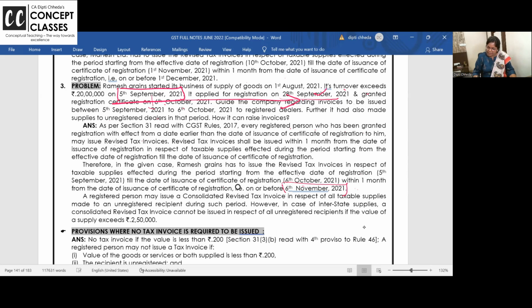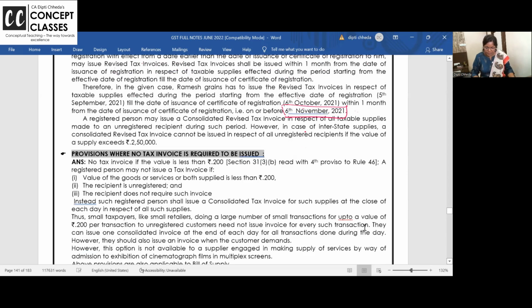Yes, 6th, and 6 November के पहले revised tax invoice देना पड़ेगा. Clear है? 5th September to 6th October के लिए you have to issue revised tax invoice, and 6th October to 6th November within 30 days of receiving of the certificate you have to issue.